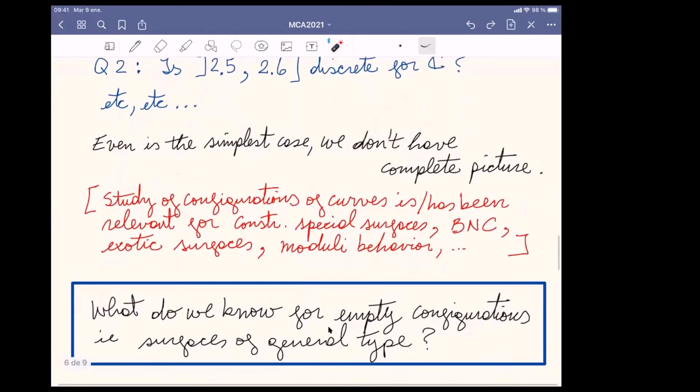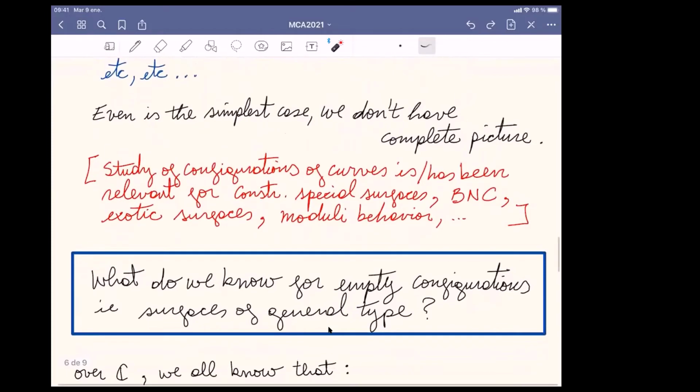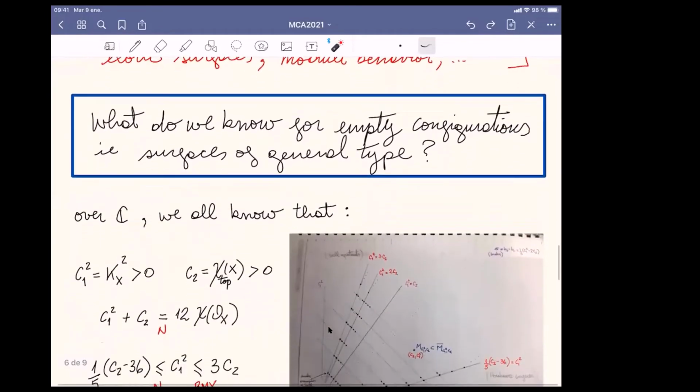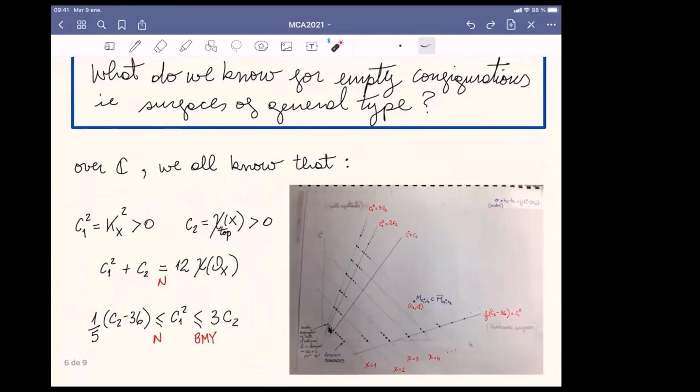Okay, so now the question is, what do we know about the empty configurations? That means surfaces of general type. So I jump to surfaces of general type. So as you know, over C, these are the restrictions. C1 squared, so it's the canonical class squared, is bigger than 0.